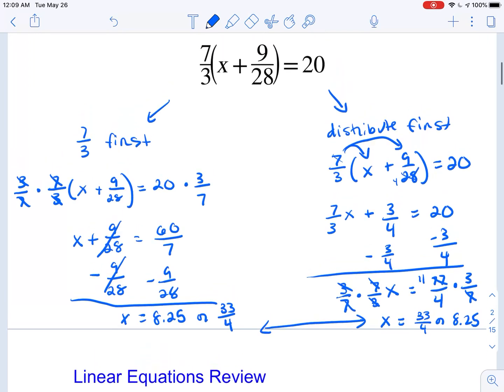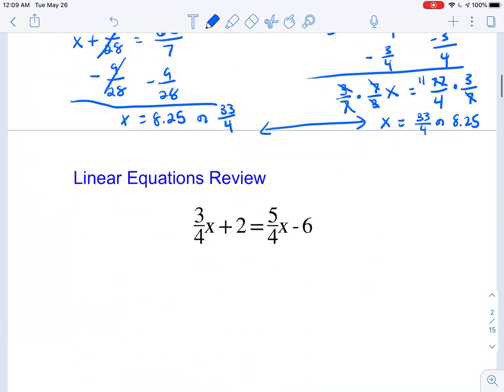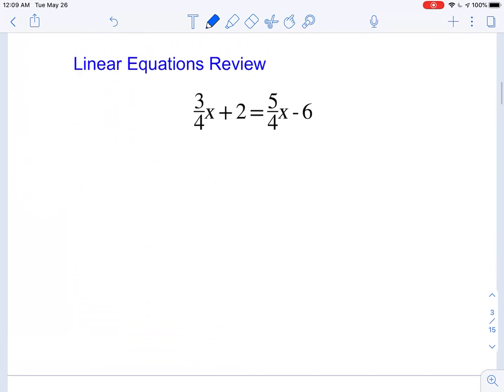Okay, let's try two more. I'm going to ask that you pause the video and give this one a chance. See if you know how to do this. So let's go through our checklist. Is there anything to distribute in this question? Are there any parentheses? And the answer is no.